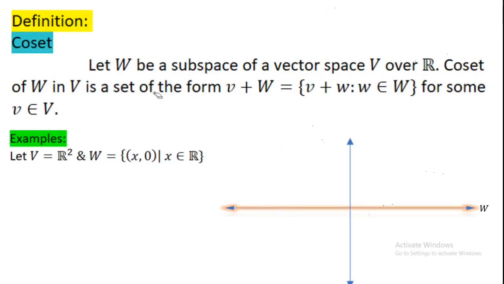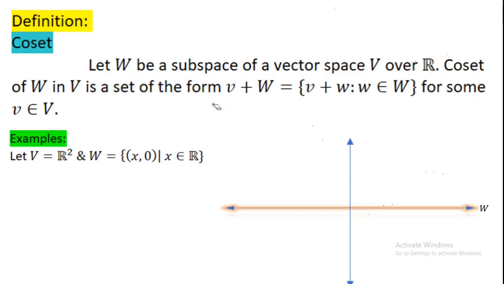Welcome back. Today we are going to see the definition of coset. Now what is a coset? In order to understand the concept of coset, we need a vector space V and a subspace of V, say W. Once we have a vector space V and its subspace W, we are ready to define a coset.